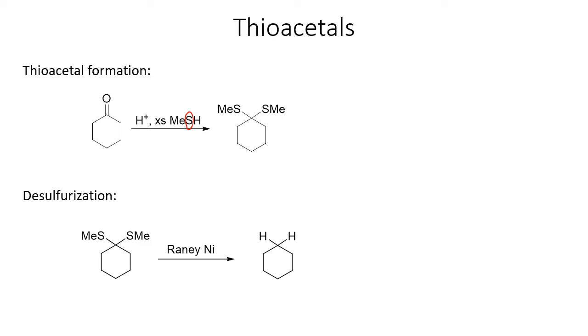Thioacetals are most useful as reducing agents in a process called desulfurization. With desulfurization, we can start with a thioacetal and treat it with a reagent called Raney nickel. And what this is going to do is remove the thioacetal portion and replace it with two hydrogens. So essentially, we're reducing the carbonyl carbon. It's just another way of getting rid of a carbonyl of an aldehyde or ketone.